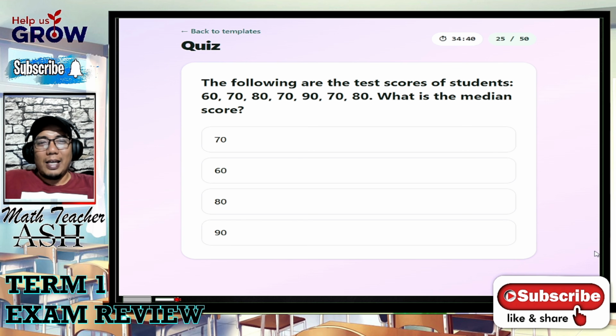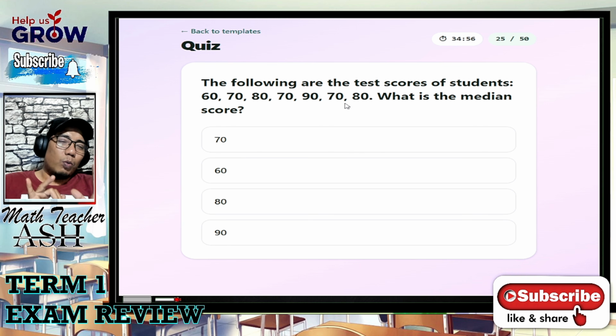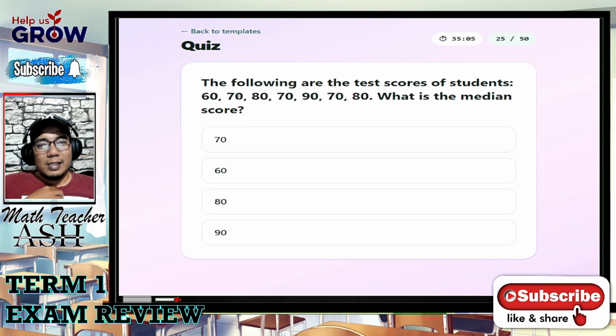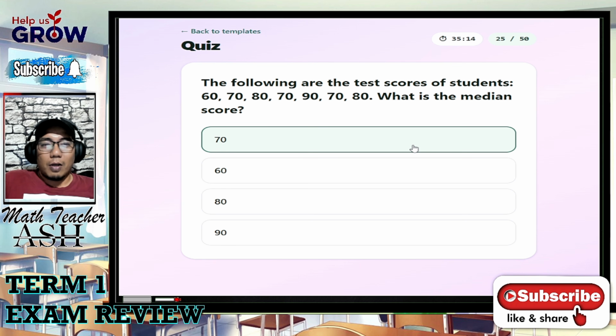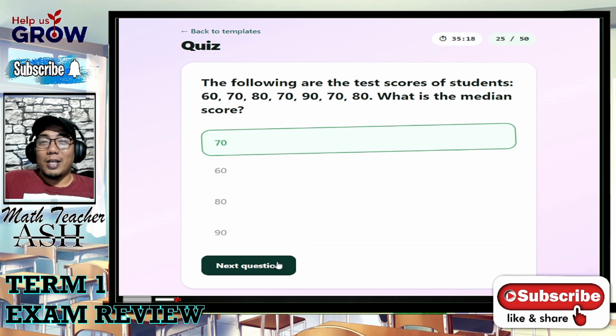Okay, my dear math learners, in getting the median of a given data set, you arrange the values from lowest to highest. Since there are 7 values, the middle value, which is the median, would be the fourth value. From lowest we have 60, then second lowest 70, third lowest 70, and fourth lowest 70. So we already have our answer, the fourth position, 70. Let's check whether we are correct. Easy, right? So now let us go to the next question.